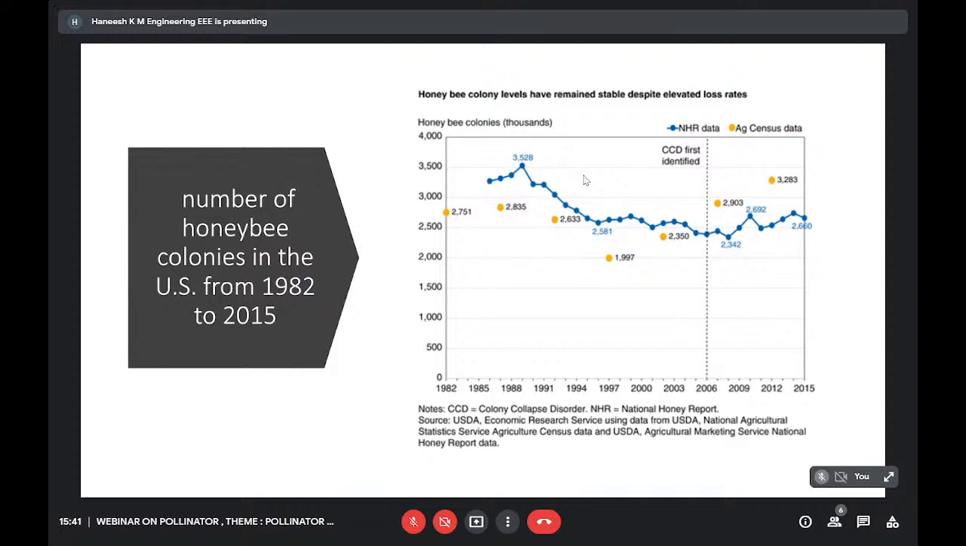But you can see in this data from 1982 to 2015 that there was some sudden decrease in the bee colonies they were keeping. This reduction in bee colonies was because the plants or the cultivation they were doing was more monotonous.